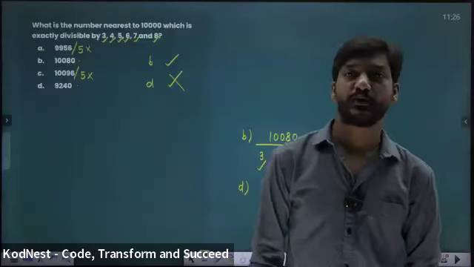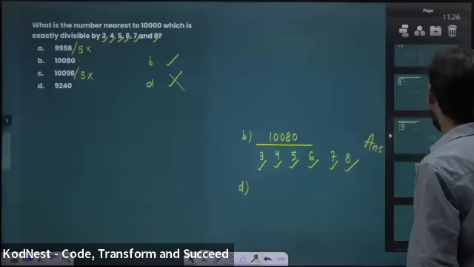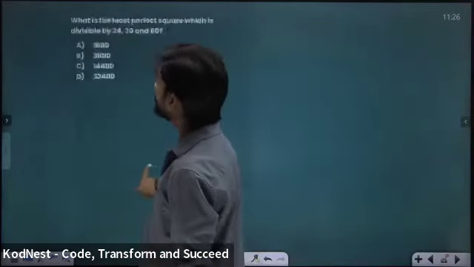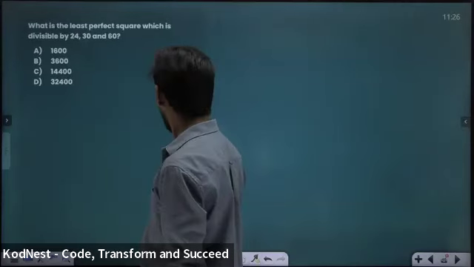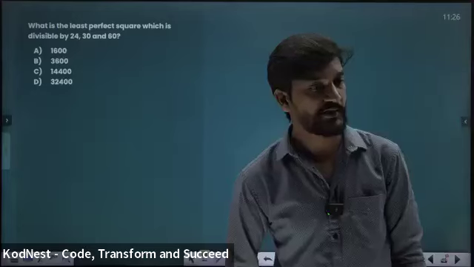Okay, now next question. Until now, we are seeing very, very small numbers. How will you solve it? Okay, how will you solve it? Start, please.